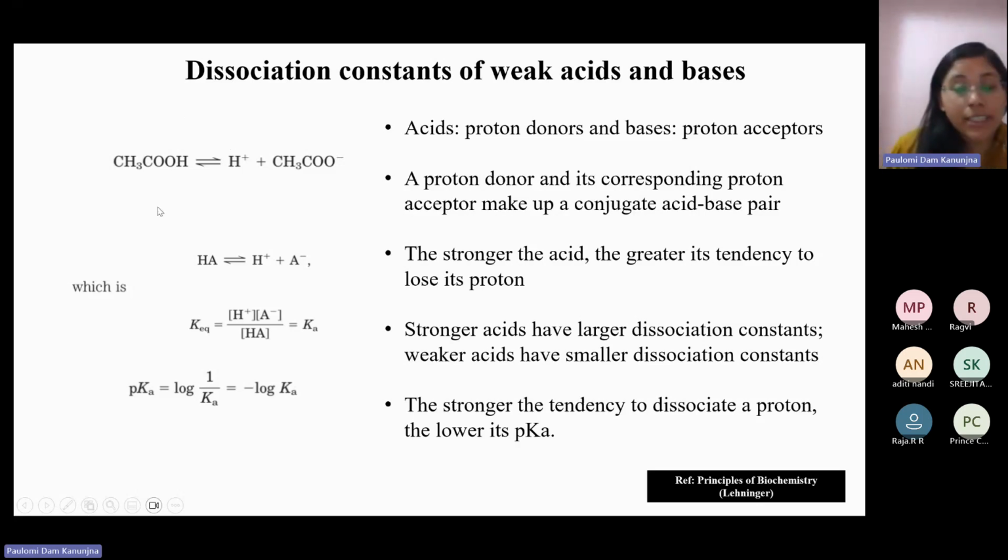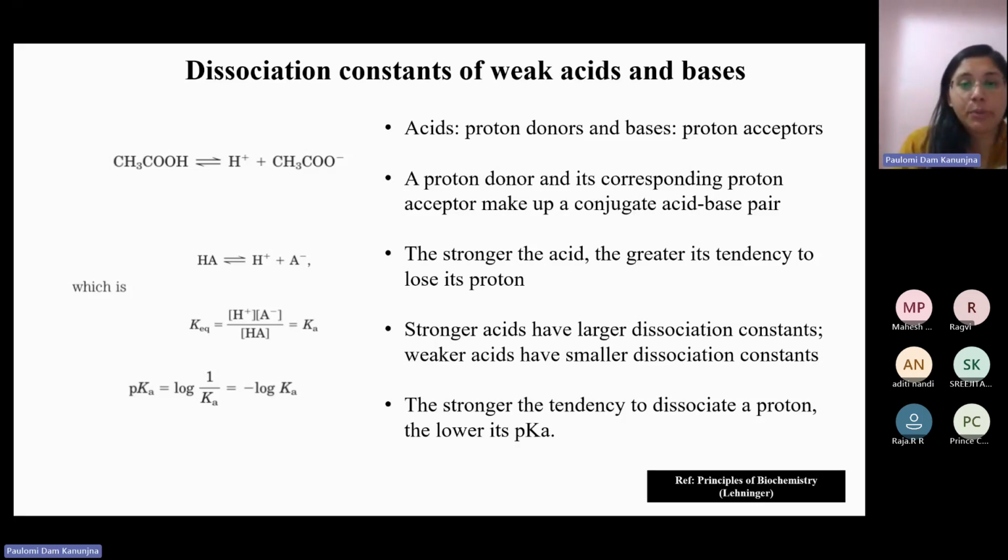Now, what you need to remember, and this is very important, the stronger the acid, the greater its tendency to lose protons. So if an acid is strong, it means it will give away its H plus to a very great extent, right? So that means it will dissociate very highly and at a very fast rate, that is, a large dissociation constant. So stronger acids lose H plus quickly, they have a larger dissociation constant. Quickly in the sense they will have more H plus to dissociate. Weaker acids on the other hand have a smaller dissociation constant, right? This you need to remember.